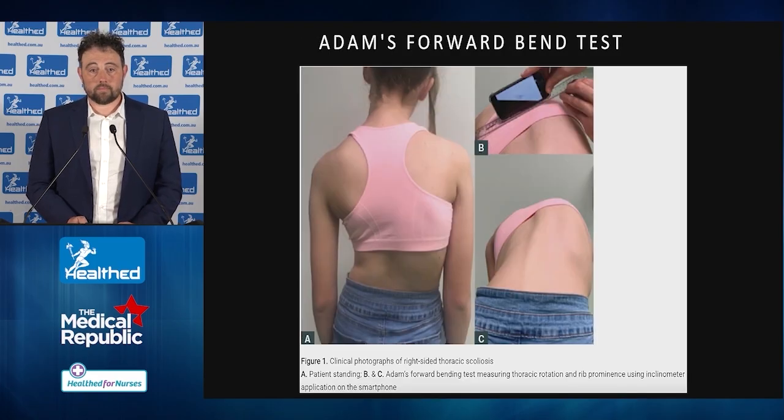So again, this is another example of the Adams forward bend test where the rotation is being demonstrated. And you can see there's clearly a 1 centimetre difference in the side of the spine on the right compared to the left here.